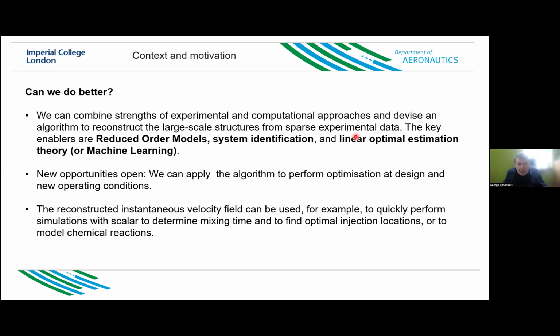Once we can do that, we can apply the algorithm to do optimization at design and new operating conditions and off-design conditions. And we can use the reconstructed flows to quickly perform simulations to determine scalar mixing, find optimal injector locations, and so on and so forth. I will say a few more things towards the end of my talk, once you have seen how it all works, about what else we can do and what new doors this idea opens.